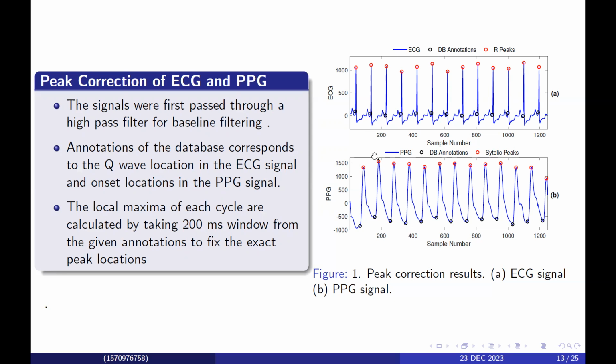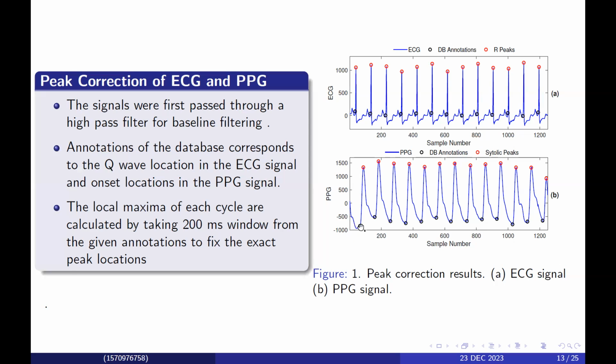If it is on the peak, we can calculate the PTT and pulse rate from this peak annotation location. But if we have the onset locations, we have to find the actual peak locations from the given onset locations. So what we are doing here is taking a 200 millisecond window from the given annotation, which is given by this black circle, and finding the local maximum. Then we get the original R peak of the ECG.